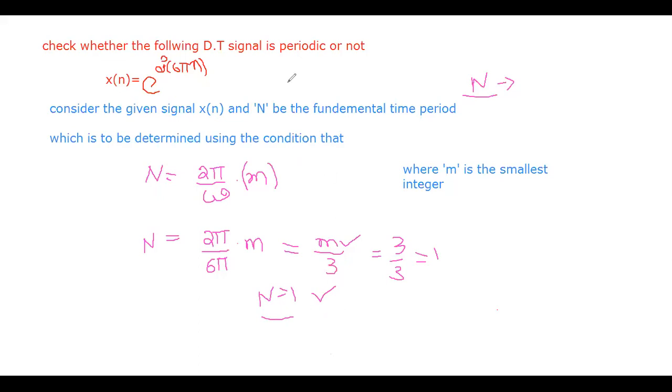In this particular case also, again you are having two cases. The first one is the simple case here, and the second case is the combination of two functions, like in the case of continuous time signals.